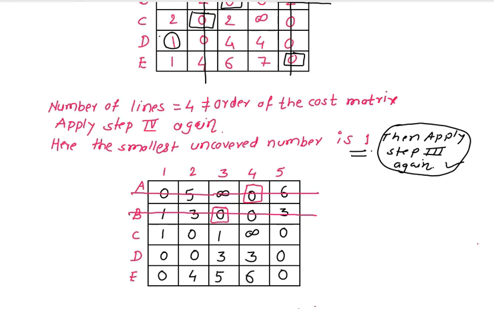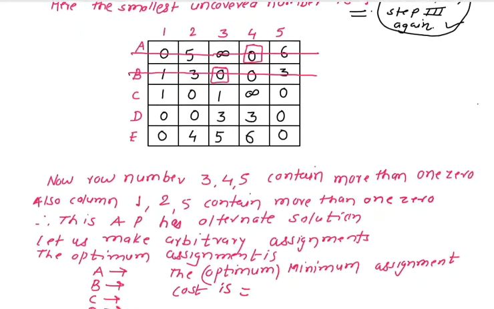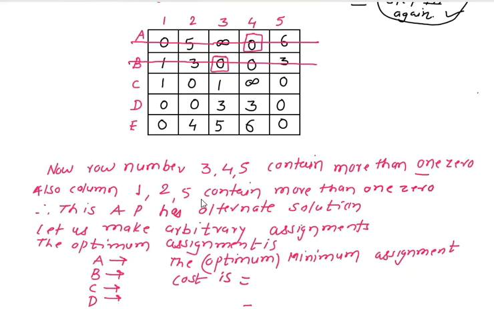So we observe that every row where we have not made an assignment contains more than 1 zero. Every column where we have not made an assignment contains more than 1 zero. So this is a situation where we get an alternate solution. Rows number 3, 4, 5 contain more than 1 zero. Columns number 1, 2 and 5 contain more than 1 zero. So this is an assignment problem which has an alternate solution. Let us make arbitrary assignments.